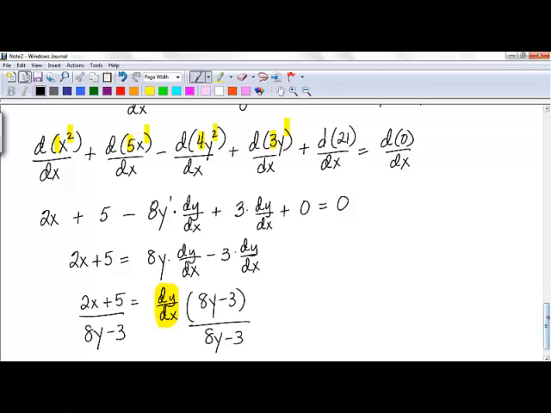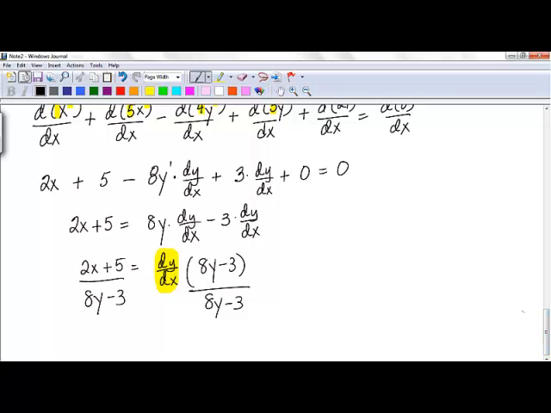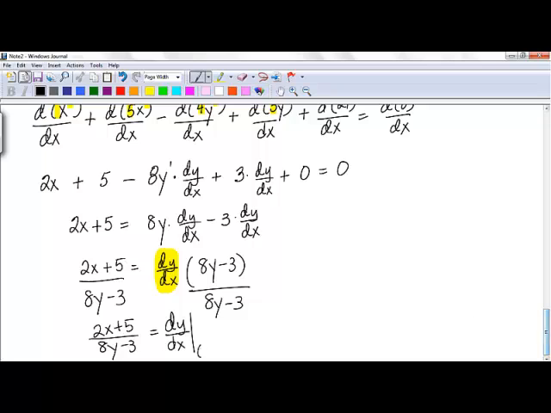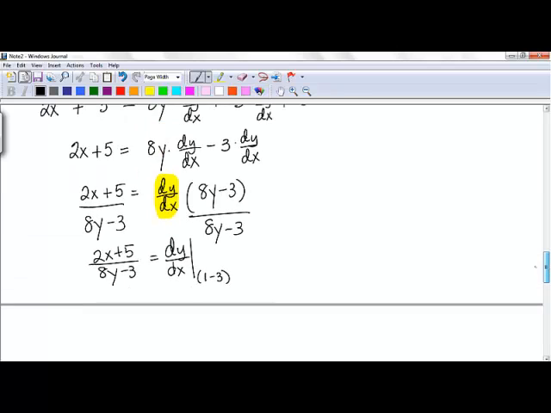And 8y minus 3. So we'd have 2x plus 5 over 8y minus 3 equals the derivative of y with respect to x. And they will probably draw the line and say this was actually at the ordered pair (1, 3). Now you've got to substitute that in. So (1, 3), wasn't it? Was it (1, negative 3) or (1, 3)? (1, 3). Okay, so it should have had a comma there.